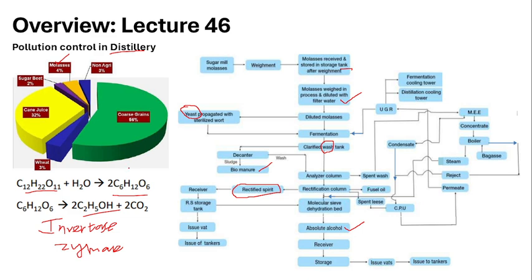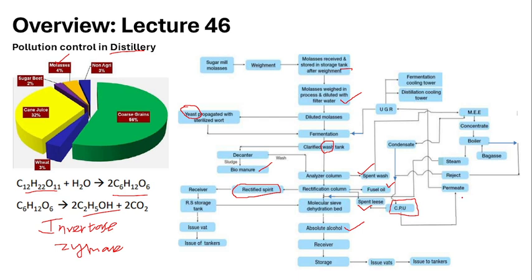In between, we have many waste streams, which include the spent wash, the fusel oil, and spent lees, all the waste streams. How are these waste streams treated? They are treated in the CPU, which is a condenser unit where all these pollutants are treated. So the spent wash and spent lees are all treated again here in the CPU. We will discuss this later.